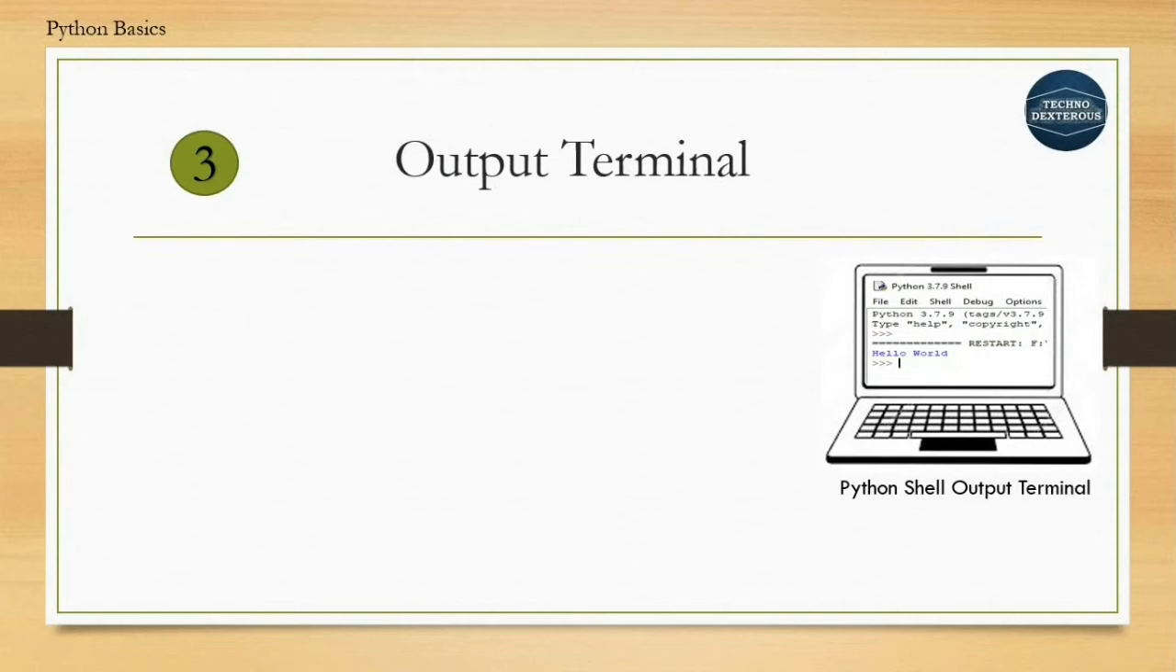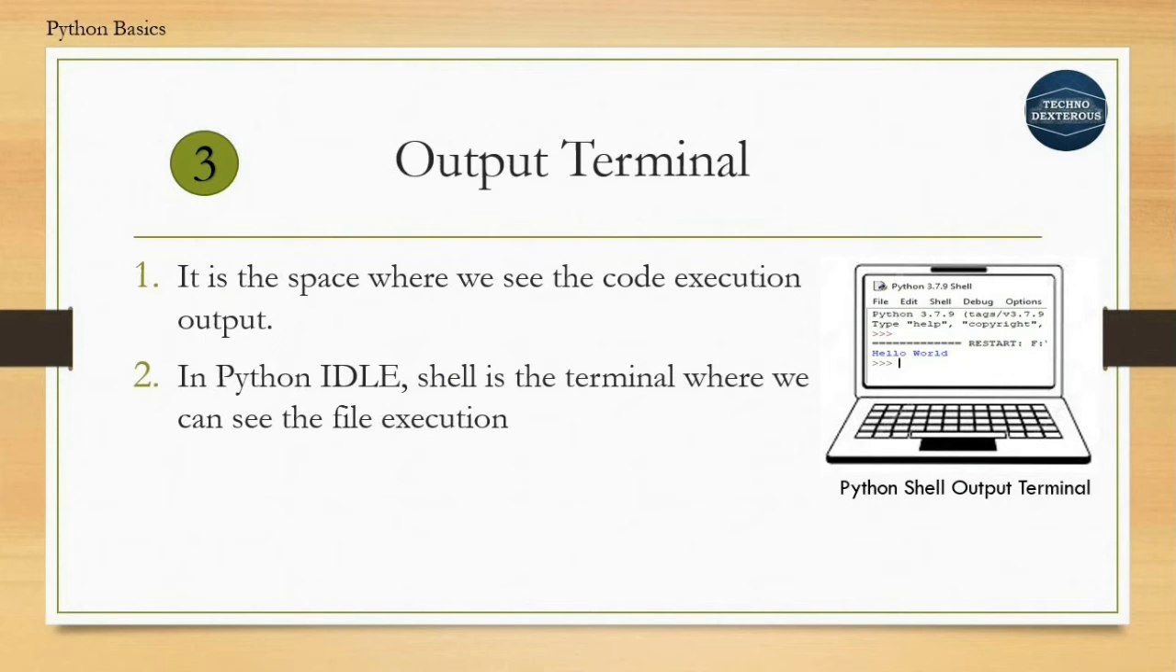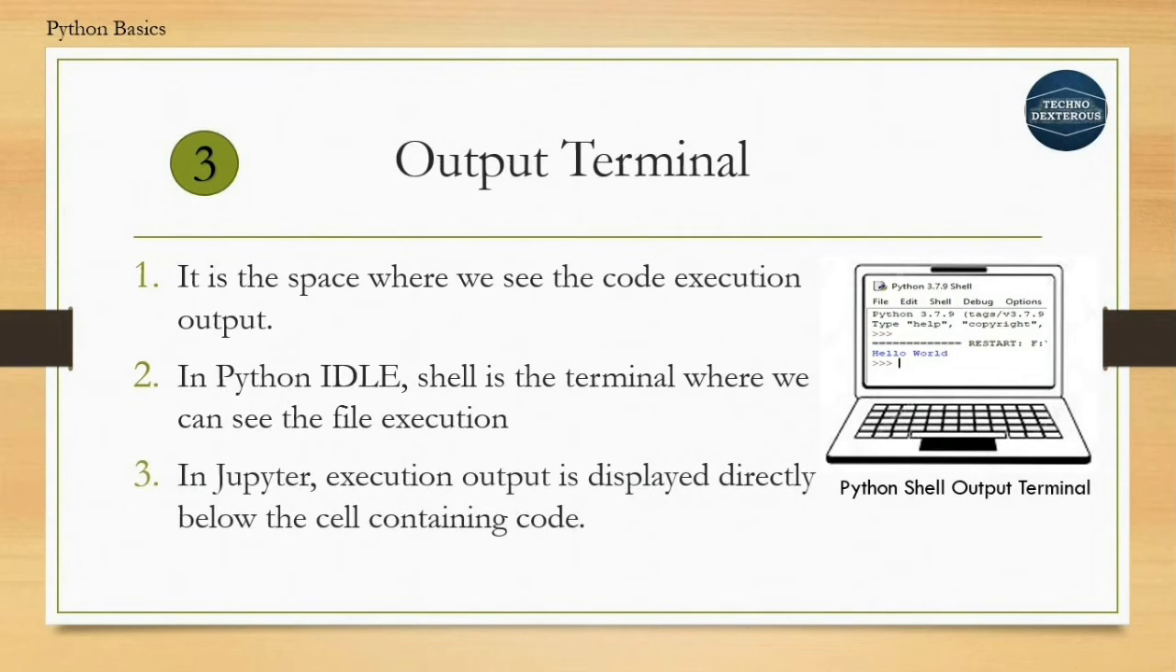Output terminal. It is a space where we see our code execution output. For example, in Python IDLE we see the output in the Python shell, that is our output terminal. In Jupyter, execution output is displayed directly below the cell containing the code.